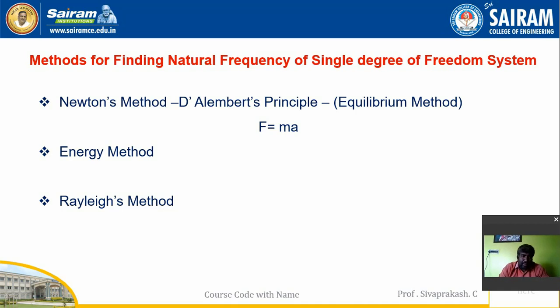Then I'm going to go for the energy method. In the energy method, you use the law of conservation of energy, that is energy can neither be created nor destroyed, where the total energy, the sum of potential energy and kinetic energy, remains the same in a particular system. Rayleigh's method says that the maximum kinetic energy at the initial position will be equal to the maximum potential energy at the final position. These are the three principles you're going to use for finding the natural frequency of a single degree of freedom free undamped vibration.